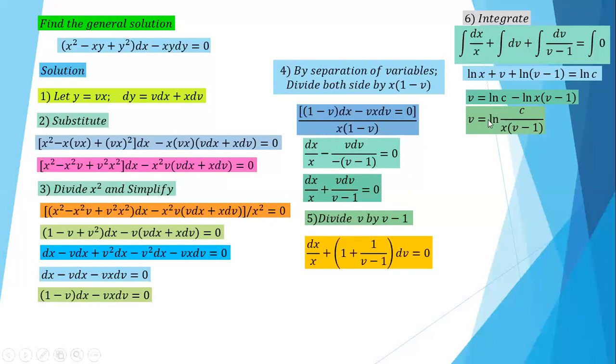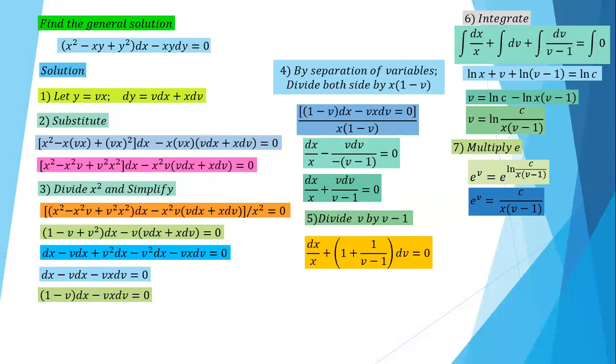So here we still have ln. Next, we will multiply both sides by e. So we have now e to the power of v equals e to the power of ln of c over x times v minus 1. So e to the ln of that is equal to itself. So we have now e to the v equals c over x times v minus 1.